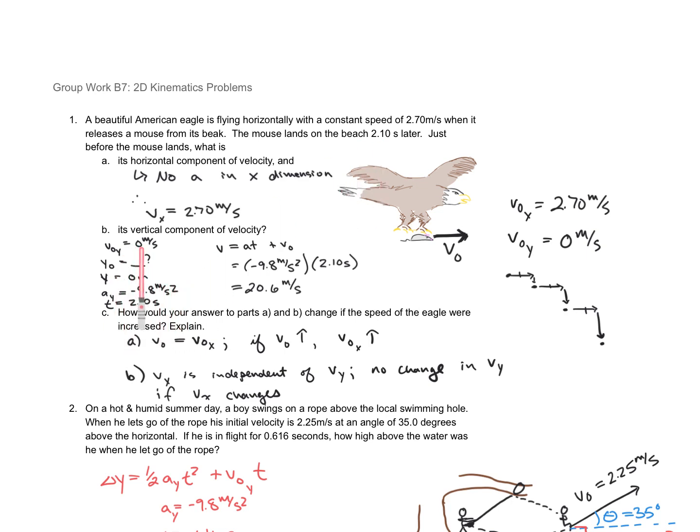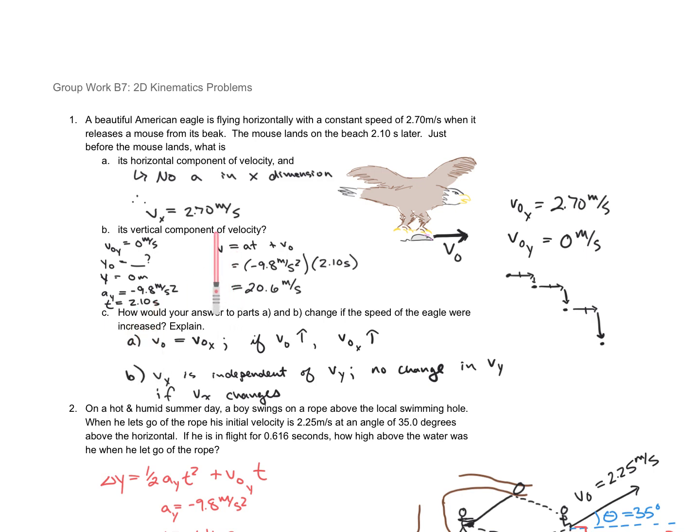So you know that its initial velocity in the y direction is 0. We don't really know the height that it was dropped from. We could later figure it out, but it doesn't tell us in the problem, so that's unknown. I decided to set the bottom of the beach at 0 meters. We know the acceleration of gravity is in the y direction in this case, and so that's negative 9.8 meters per second squared. And it does tell us that the time that it falls for is 2.10 seconds.